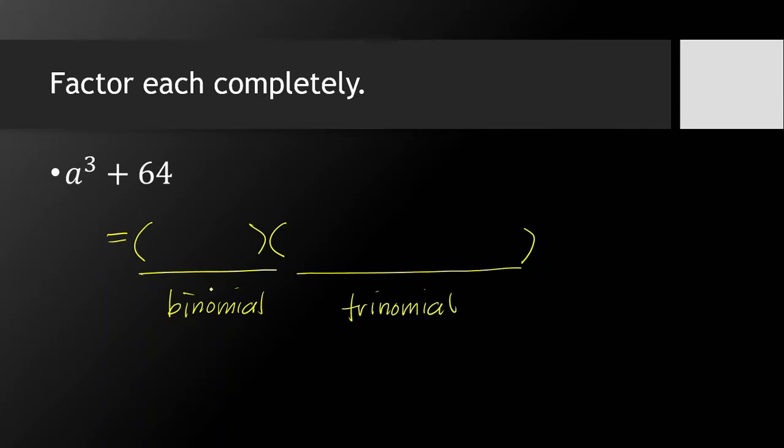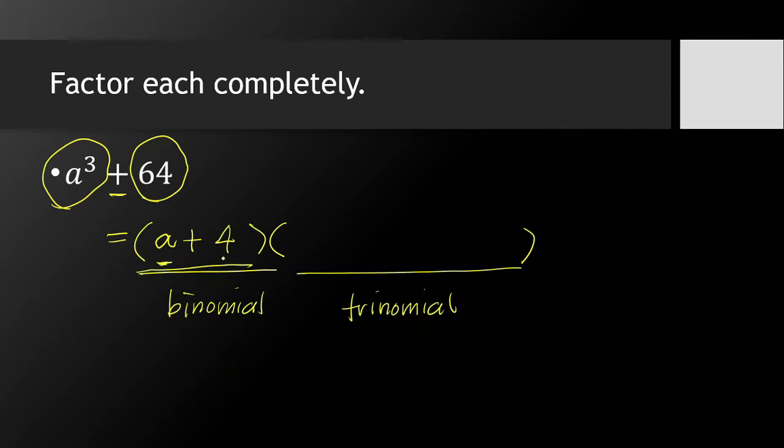First, let us get the binomial factor. How do we do that? First, we get the cube root of a cubed. As we have learned, the cube root of a cubed is a. Next, we copy the sign that is found in the given, which is the plus sign. And lastly, for the second term, we get its cube root and write it here. For 64, the cube root is 4. Now the binomial factor is obtained. Now we will focus on the trinomial factor.